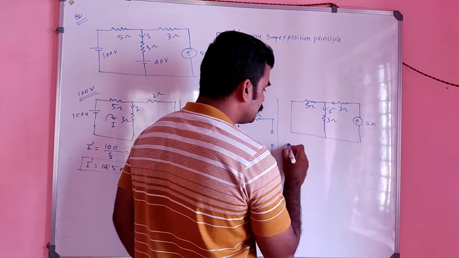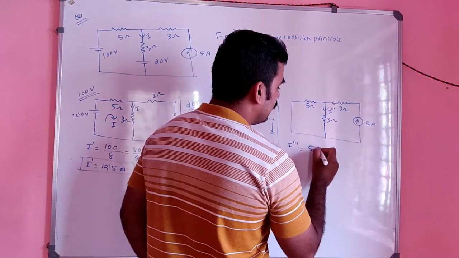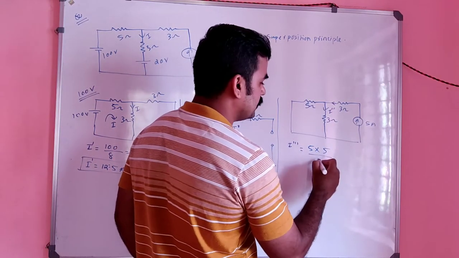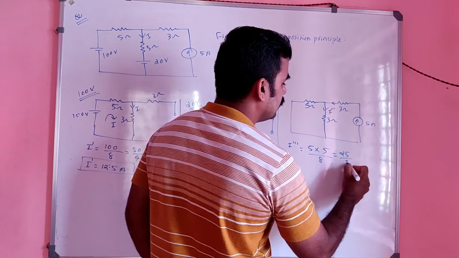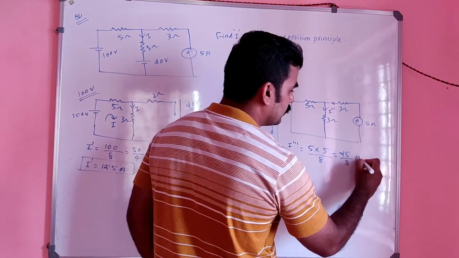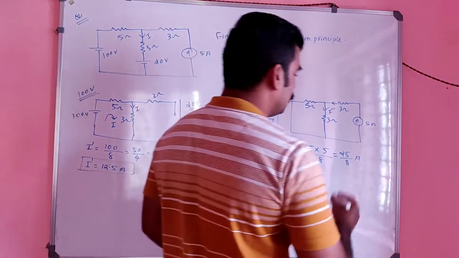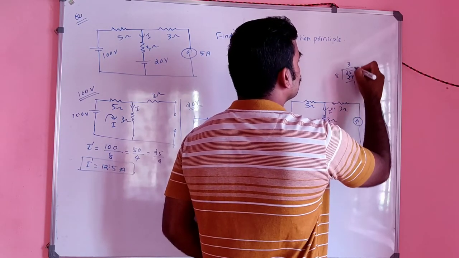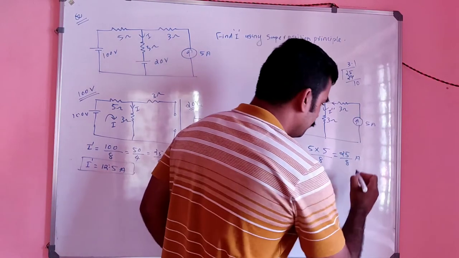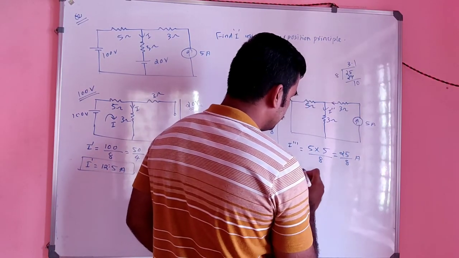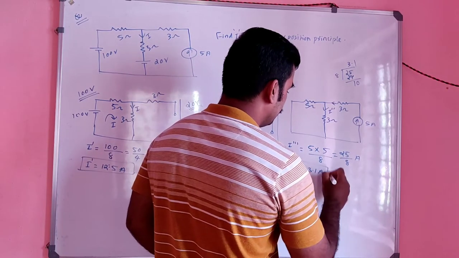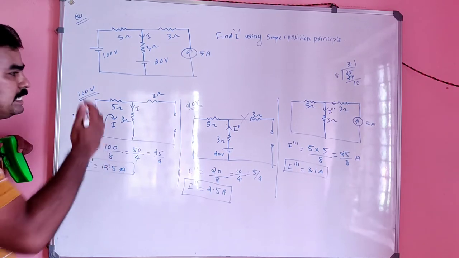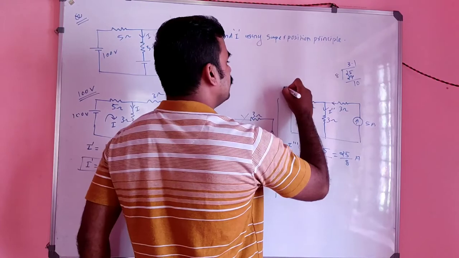And the current I triple dash will be nothing but 5 into the opposite branch resistance, that is 5 ohm, divided by the total resistance, that is 5 plus 3, which is 8. It is nothing but 25 by 8 ampere, which is 3.1. So I triple dash equals 3.1 ampere, and this is in the downward direction, right? So this is for the 5 ampere source.